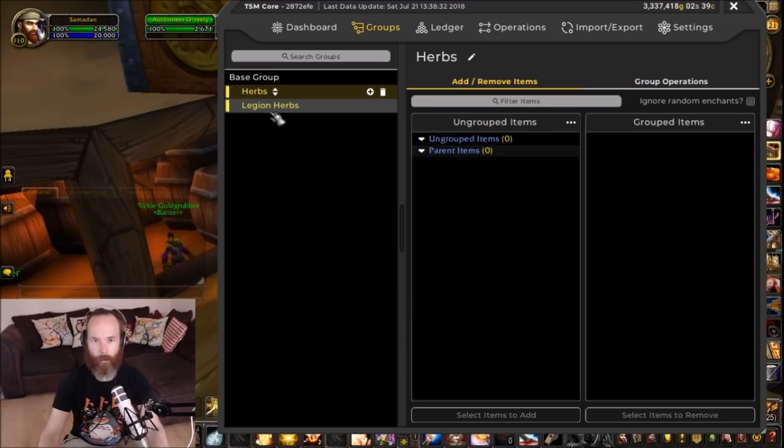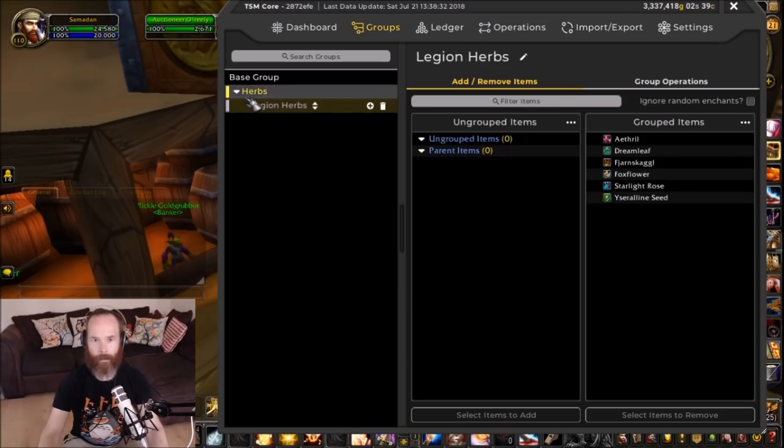And then what we can do is drag the Legion herbs into the herbs subgroup, and now that's nested within that one. So then I could have all of the Draenor herbs, and I could just decide to do different things with those. And this is the true beauty of TSM 4. Being able to organise your groups and then organise the operations related to each of those groups. And this is how you develop it. My suggestion, as always, is to start small, start simple, and grow from there.